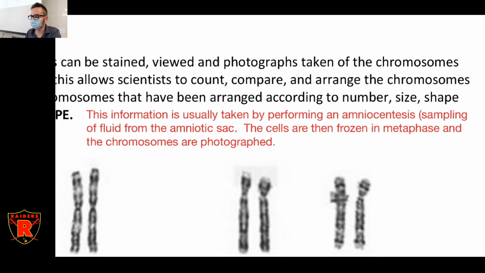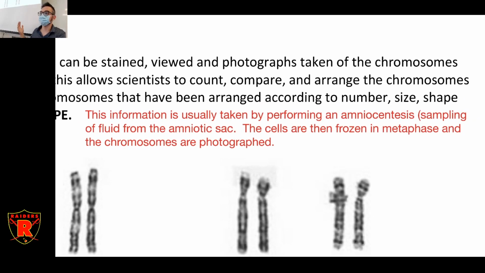So where do we get this stuff? You can do this with an adult cell. I could just take a cell from your skin or liver, or pick any cell that has a nucleus. Or more commonly, this is done with cells in the amniotic fluid. That's called an amniocentesis, when you take a little sample of amniotic fluid from a woman while she's pregnant. You freeze the cells in metaphase so that you have those nice big chunky DNA sticks, the chromatids, and you put a little dye on there and take a photograph.